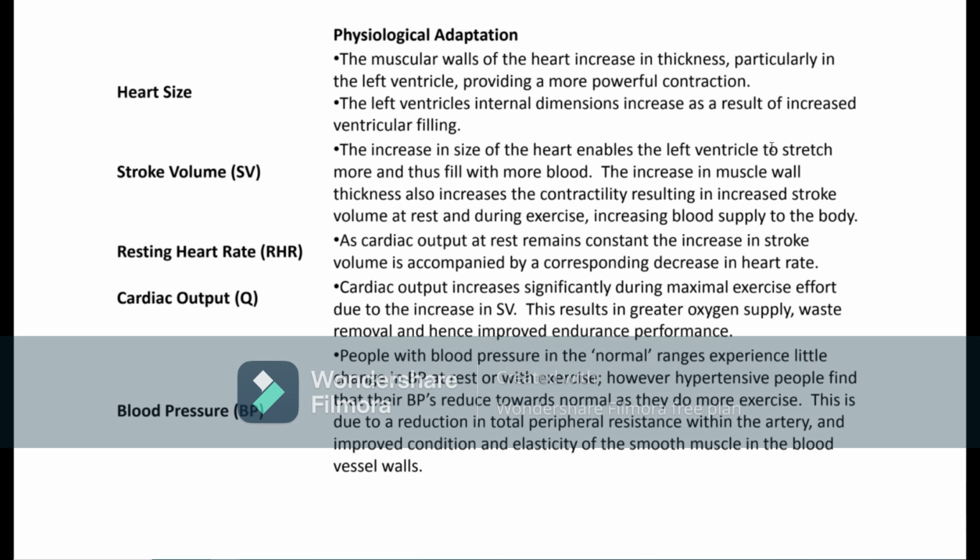Cardiac output increases significantly during maximal exercise effort due to the increase in stroke volume. This results in greater oxygen supply, waste removal, and hence improved endurance performance. People with blood pressure in the normal range experience little change in blood pressure at rest or with exercise. However, hypertensive people find that their blood pressure reduces towards normal as they do more exercise. This is due to a reduction in total peripheral resistance within the arteries and improved condition and elasticity of the smooth muscle in the blood vessel walls.